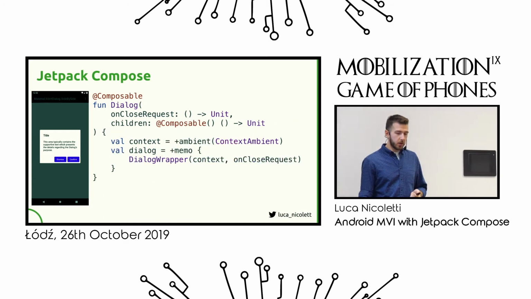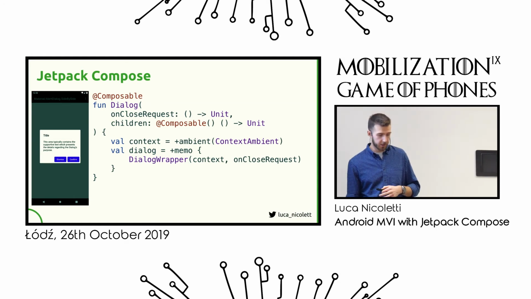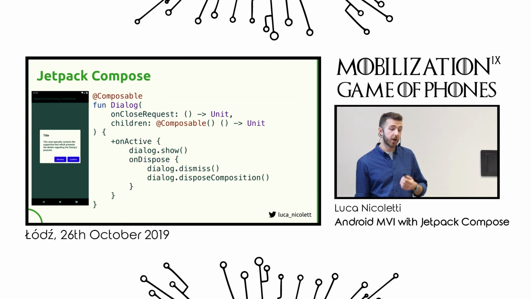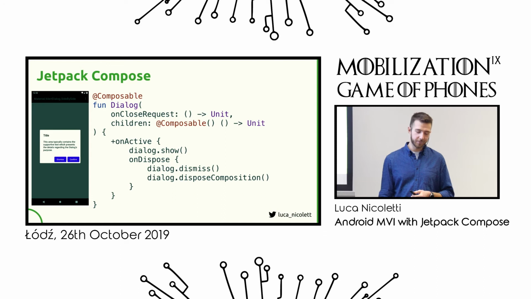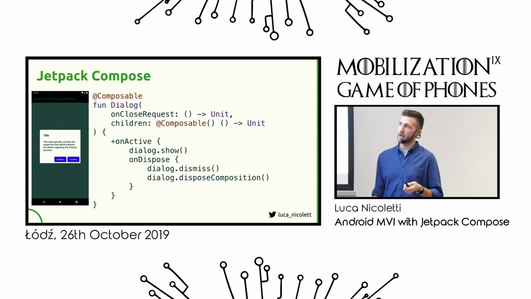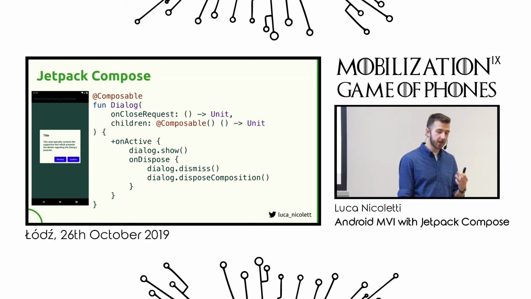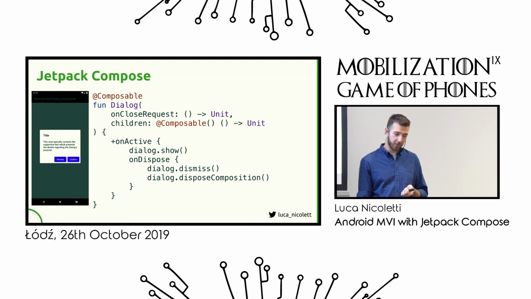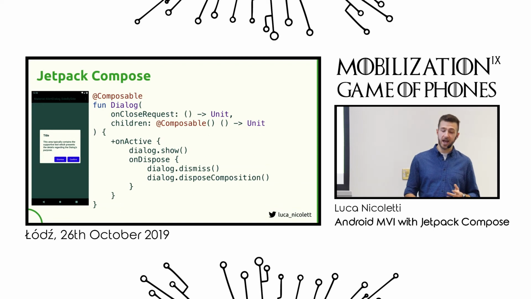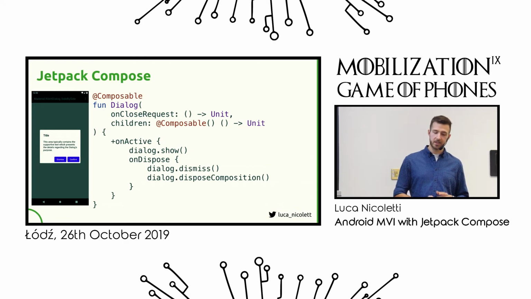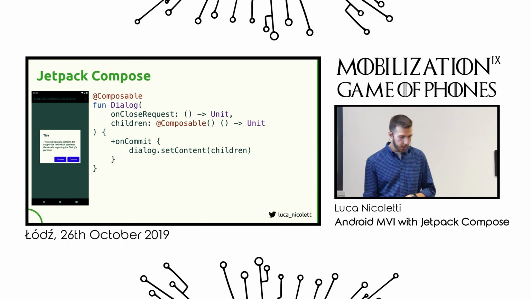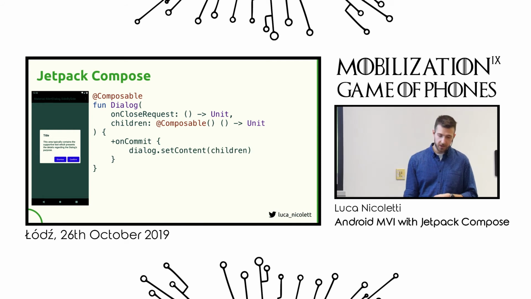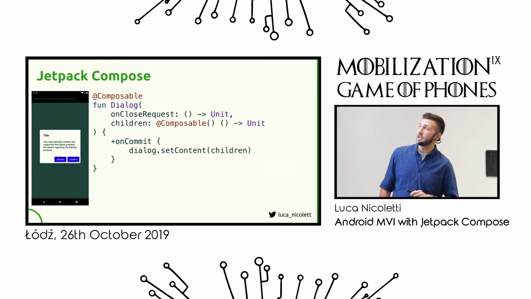So dialog sets up some memoization on the context and the dialog wrapper. It then calls onActive. OnActive is a lifecycle callback called after the first composition is applied. So when it first reaches the screen. And we can see here that they're showing the dialog and they're setting up the onDispose callback, which is another callback on the lifecycle events, which schedules work to be done when the effect leaves the composition. It then, on the commit lifecycle event, which is called every time the composition commits, sets the content of the dialog with all the children.